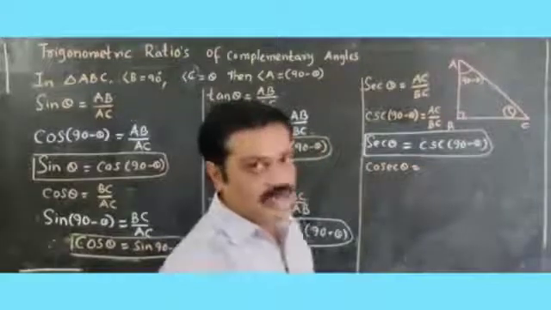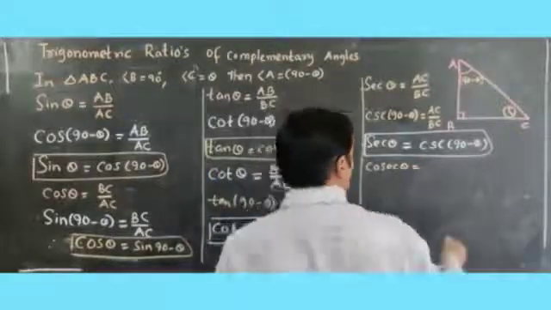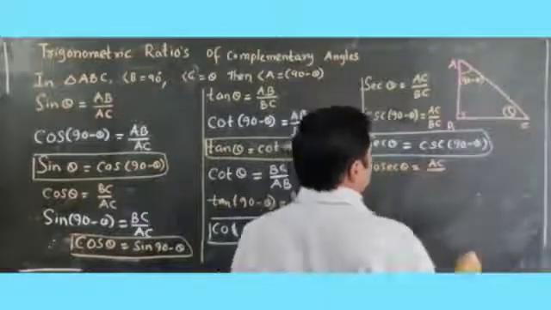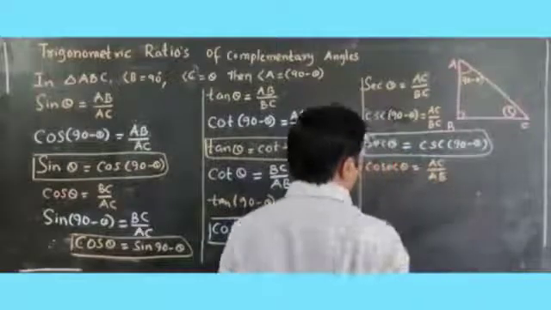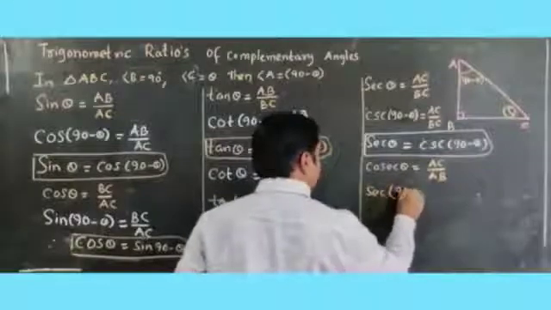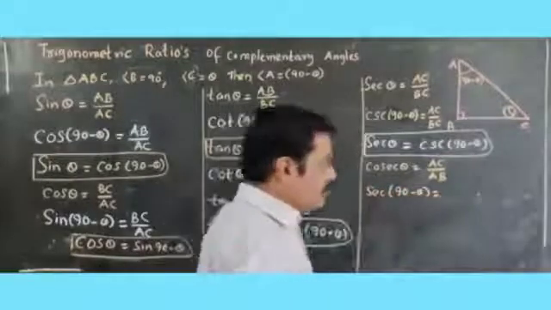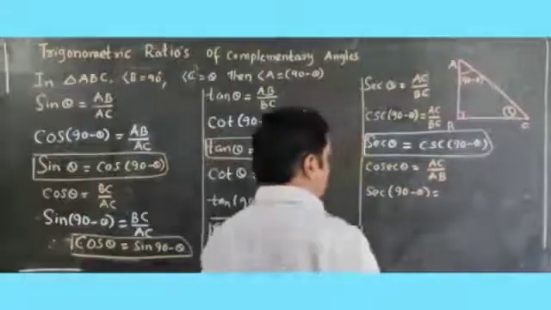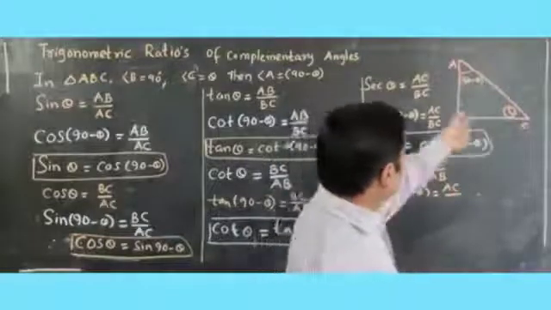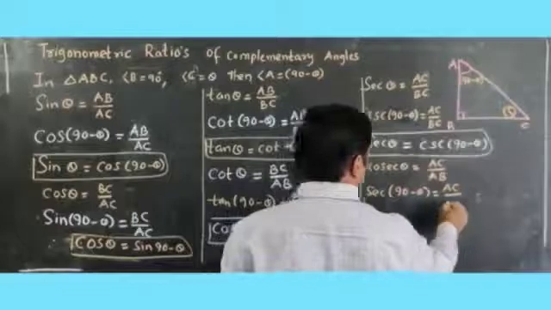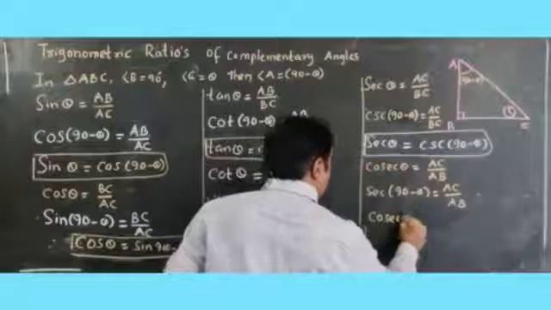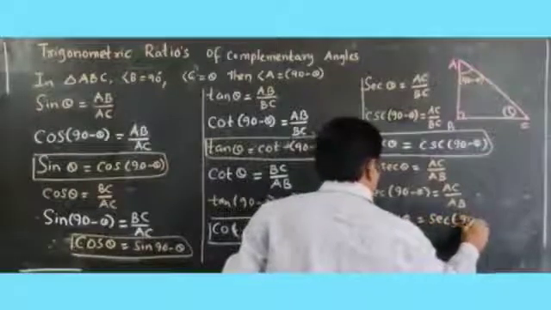And the same way cosec theta. Cosec theta means hypotenuse by opposite side. Hypotenuse is AC only, and theta's opposite side is AB. The same way sec 90 minus theta: sec means hypotenuse by adjacent side. Hypotenuse is AC only, and 90 minus theta's adjacent side is AB. So both are equal. That's why cosec theta is equal to sec 90 minus theta.